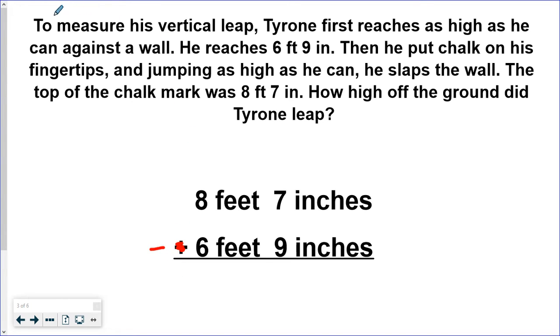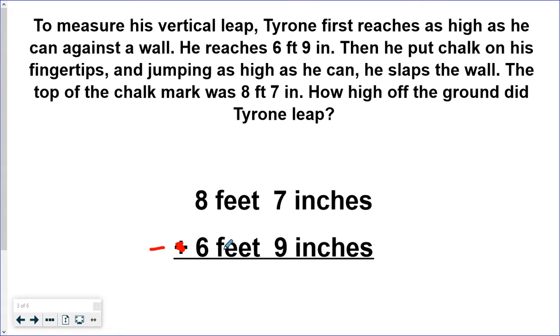But here's my problem. It says to measure his vertical leap, Tyrone first reaches as high as he can against a wall. So he's standing up against the wall and he reaches as high as he can. And he can reach 6 feet 9 inches just by standing still. Then he's going to put a little bit of chalk on his fingertips, and then he tries to jump as high as he can against that wall, and then he slaps the wall. The top of the chalk mark reads 8 feet 7 inches. So then the question is, how high off the ground can Tyrone leap?